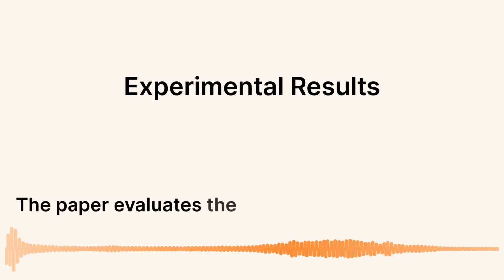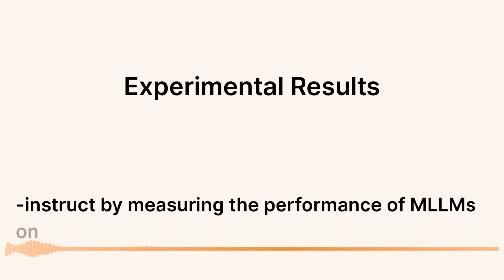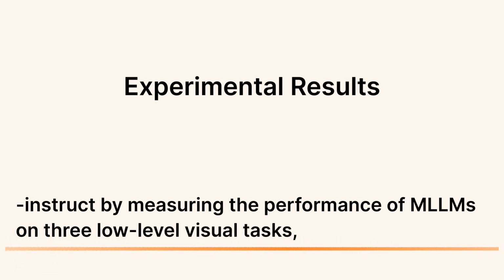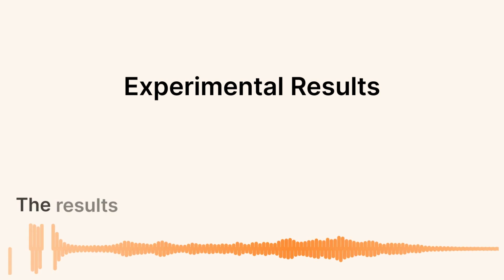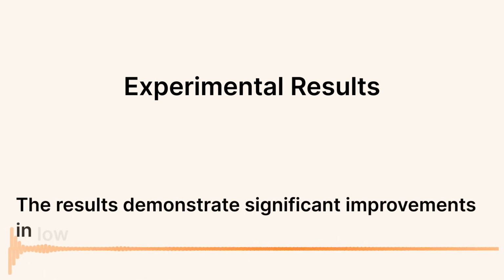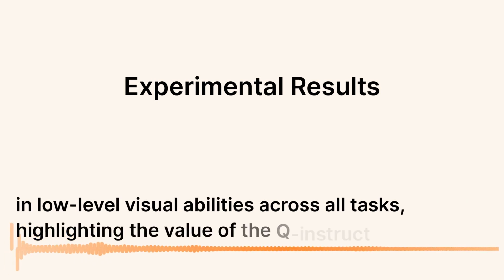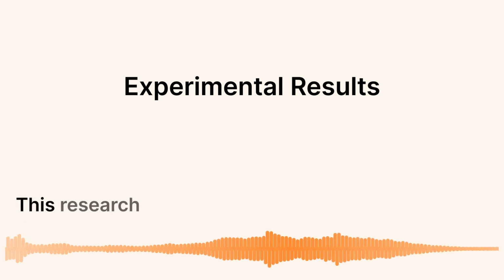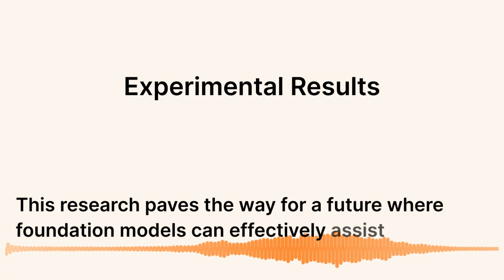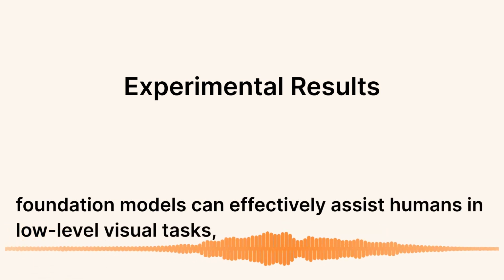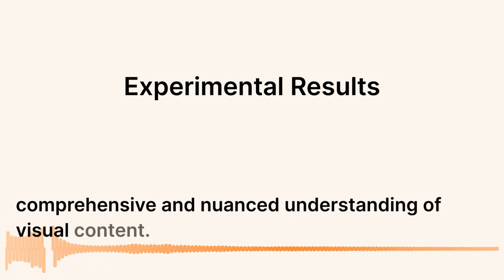The paper evaluates the effectiveness of Q-Instruct by measuring the performance of MLLMs on three low-level visual tasks: perception, description, and quality assessment. The results demonstrate significant improvements in low-level visual abilities across all tasks, highlighting the value of the Q-Instruct dataset. This research paves the way for a future where foundation models can effectively assist humans in low-level visual tasks, enabling a more comprehensive and nuanced understanding of visual content.